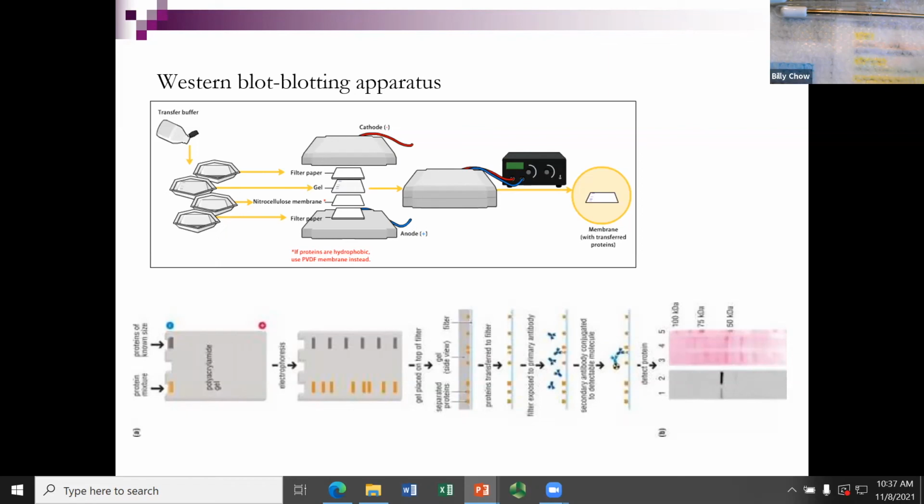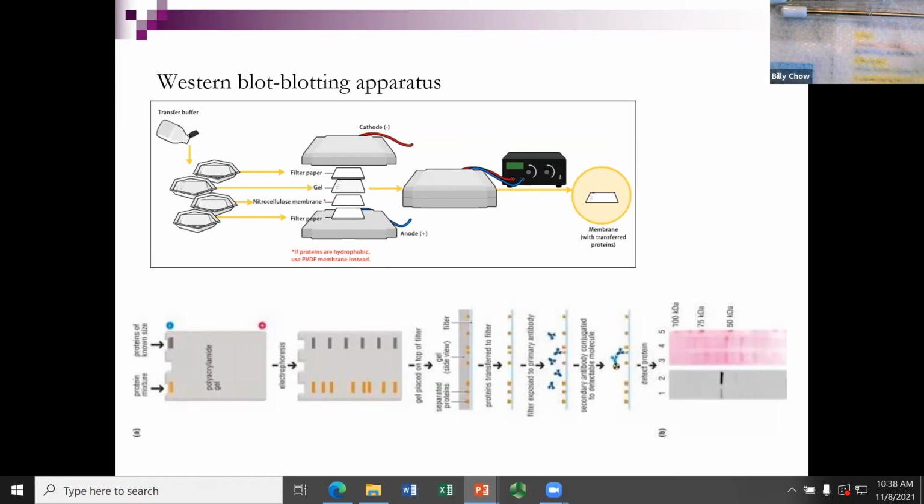On top and below, you put some filter paper soaked with solution. This is the gel, and this is the nitrocellulose paper underneath. You put it like a sandwich into this system here. When you apply a voltage from top to below, the protein migrates from the gel onto the nitrocellulose paper. After the transfer, you take the paper out and bake it in an oven so that you cross-link the protein directly onto the nitrocellulose paper or nylon paper.